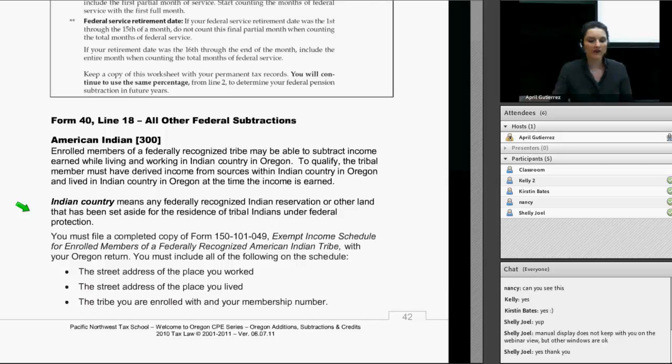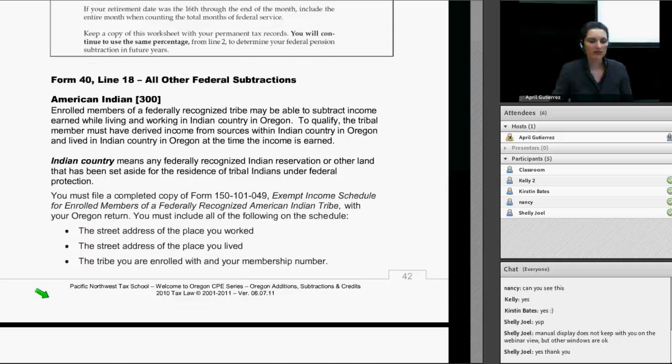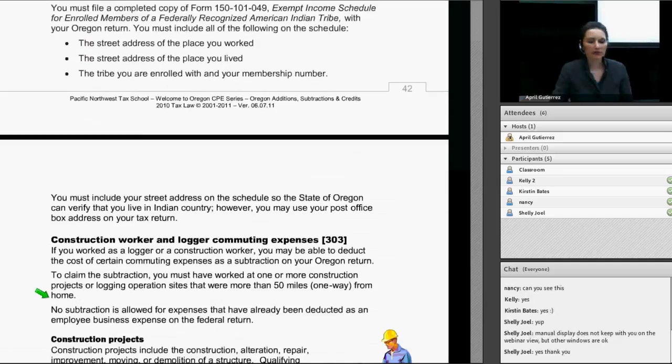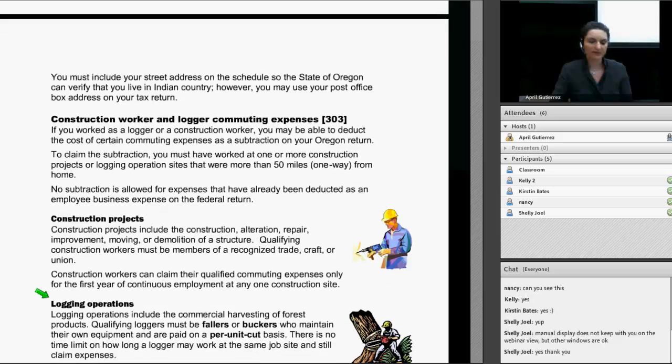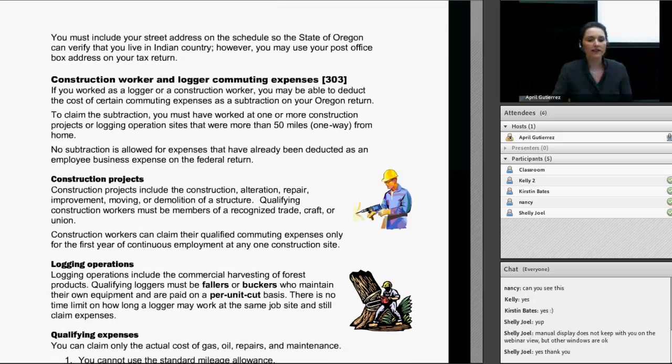You must file a completed Form 150-101-049, Exempt Income Schedule for enrolled members of a federally recognized Indian tribe, with your Oregon return. You must include all of the following on the schedule: the street address of the place you worked, the street address of the place you lived, the tribe you are enrolled with, and your membership number. You must include your street address on the schedule so that the state of Oregon can verify that you live in Indian country. However, you may use your post office box address on your tax return.